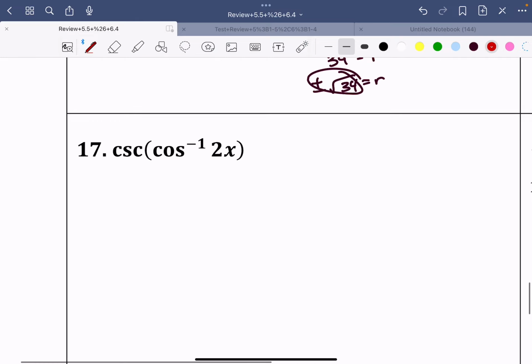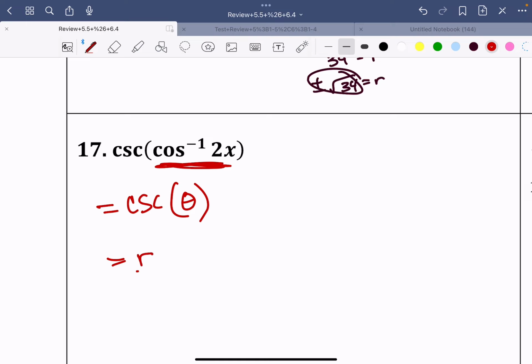Next, cosine inverse of this. So this is going to tell us about a theta, and I'm going to find cosecant of that theta. Well, I know that cosecant is related to sine, but sine is y over r. This must be r over y. So now I'm going to draw a triangle. Cosine inverse spits out 2x, just means that the cosine of some mystery angle is 2x over 1.